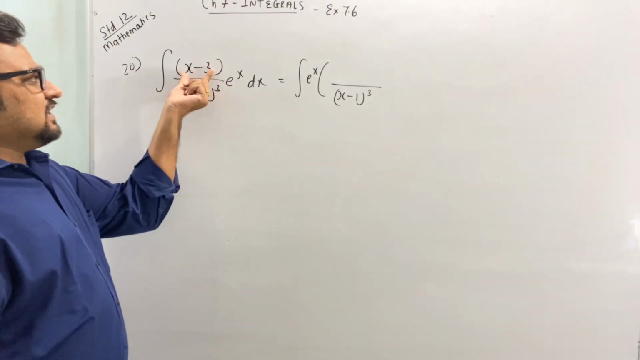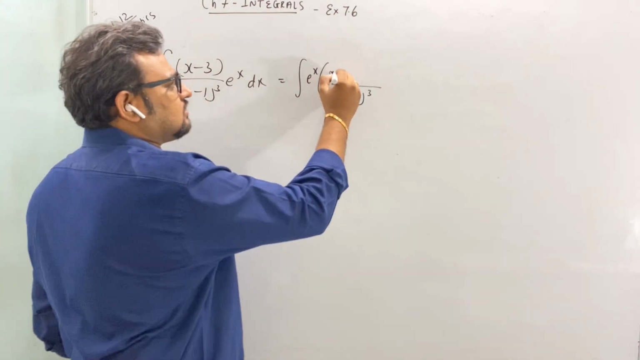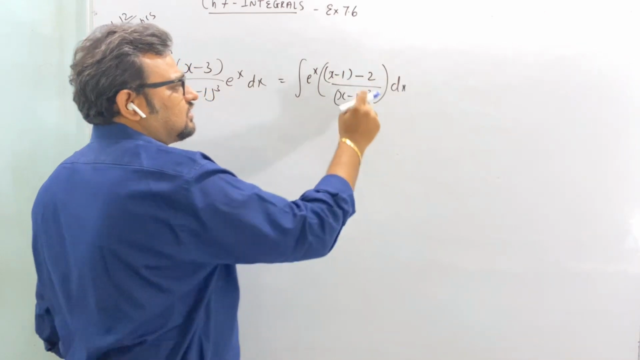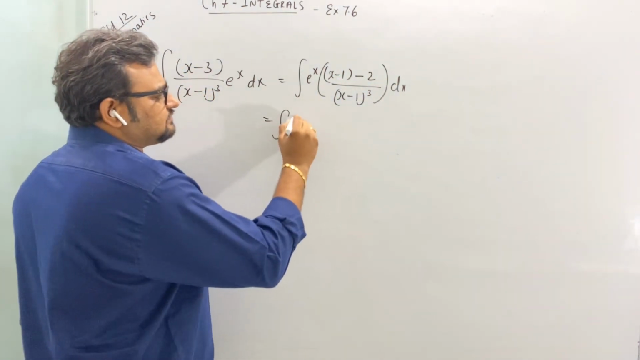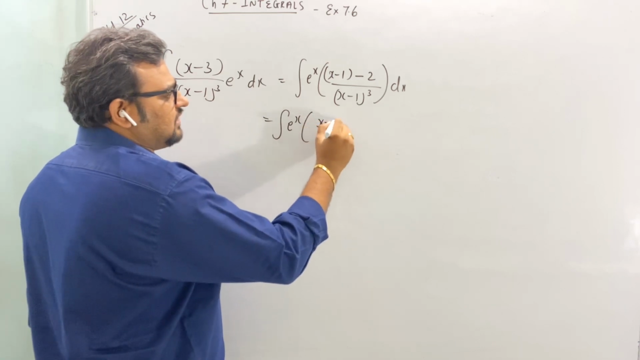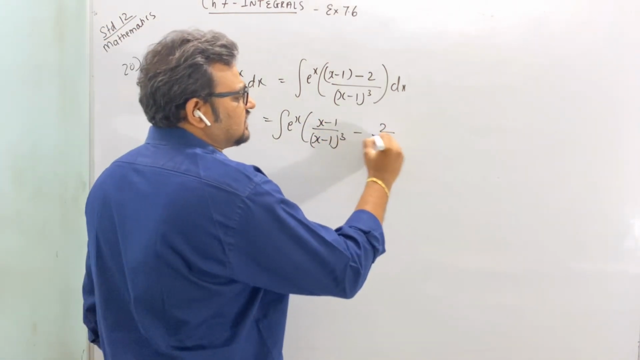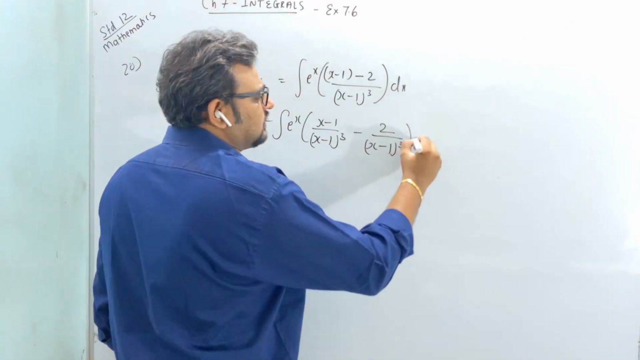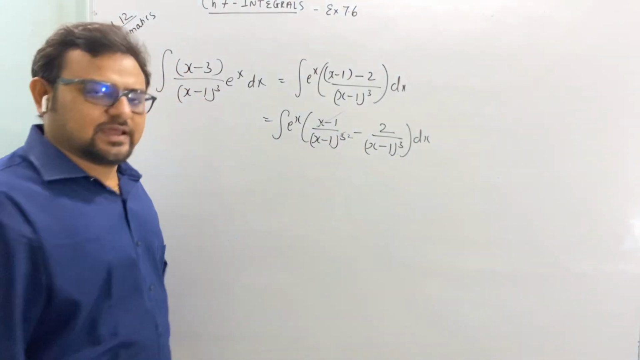So let's split this numerator. x minus 1 minus 2, right? Clear? Because I want x minus 1. So I will separate it: (x minus 1) upon (x minus 1) cube minus 2 upon (x minus 1) cube dx. So this will get cancelled, it will be square.